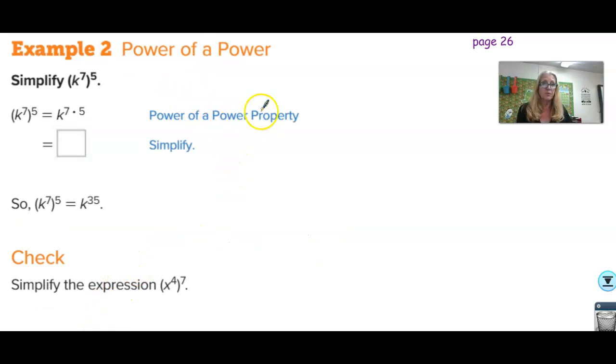Here we have an example using an algebraic variable. Okay, k to the 7th power to the 5th power. You do k to the 7 times 5, which gives us k to the 35th power. That's some power there. And our check down here, we have x to the 4th to the 7th. That would be x to the 4th times 7, which is x to the 28th. Okay. Next page.